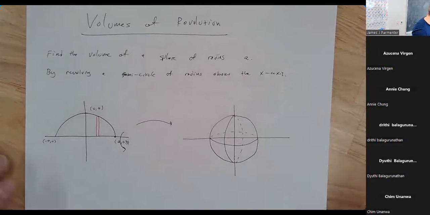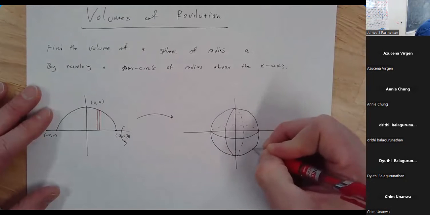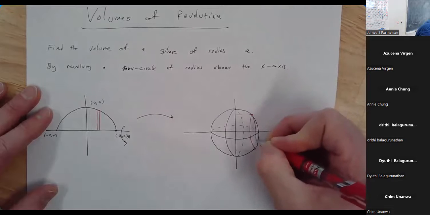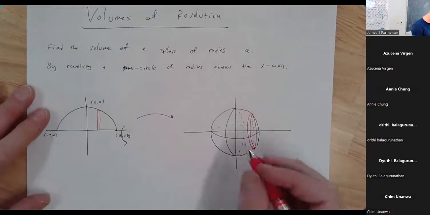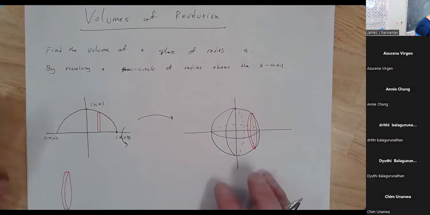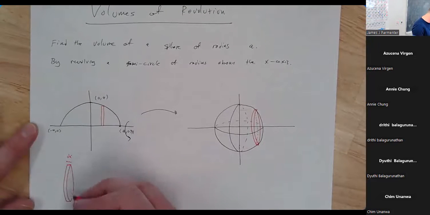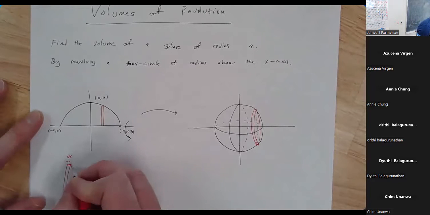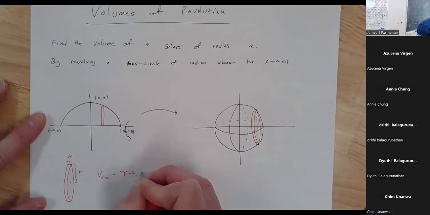But importantly, if you think about what happens to this strip when you revolve it around, that strip, living right about there, is going to make a little disc. And that disc has a little bit of thickness. The thickness is a small change in x. The volume of this disc is the area of that circle multiplied by the thickness. So if I call this the radius of that disc, then the volume of this slice is pi times that radius squared times the thickness.